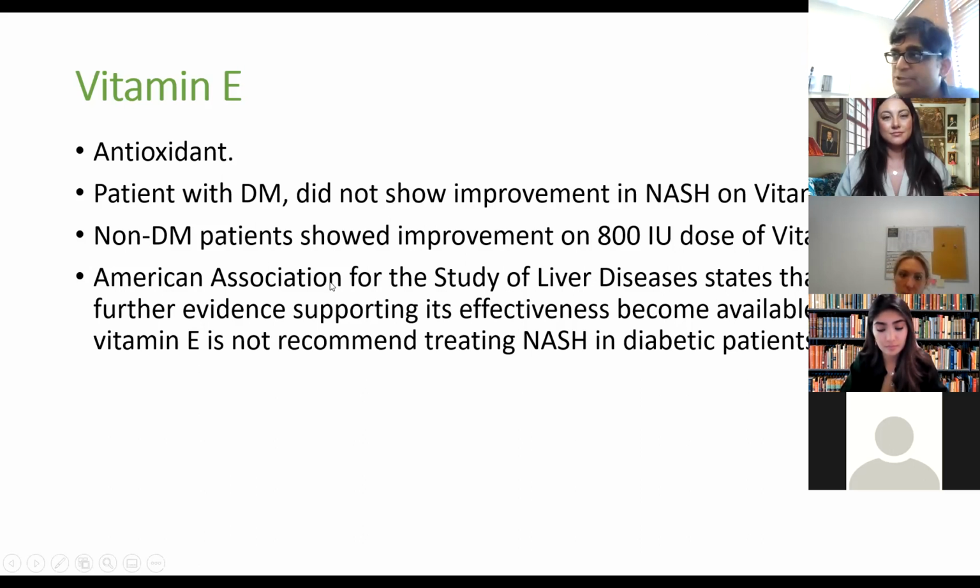So in non-diabetic patients, I've seen vitamin E used by liver doctors quite a bit in NASH and fatty liver. But for diabetics, it's not going to hurt them, but it's not going to be helpful based on the information that we have at this time. And the dose is 800 international units.